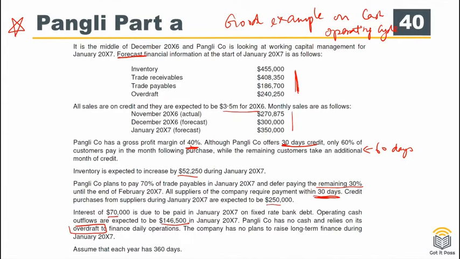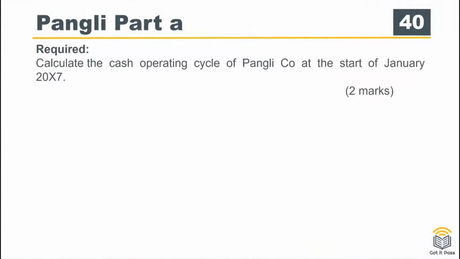Assuming 360 days in a year, for the first part you are required to work out the cash operating cycle for this company at the start of January 20X7. Remember, here we are required to work out the cash operating cycle. It means that we need to show the answer in days. The cash operating cycle is about the number of days.